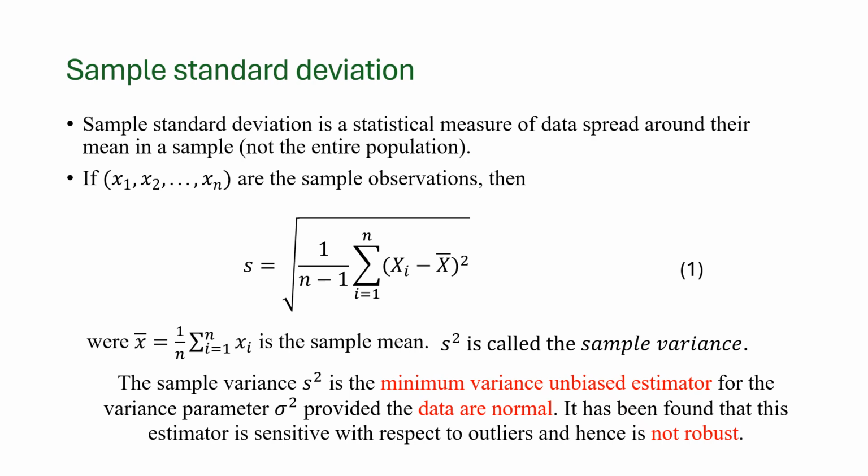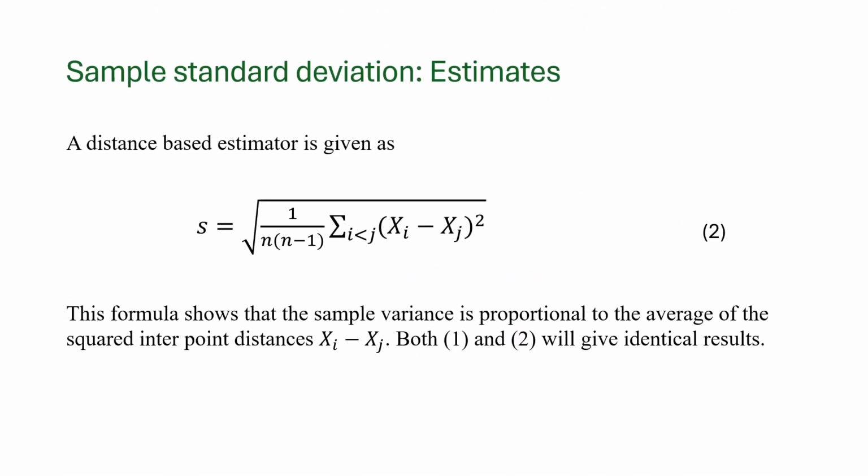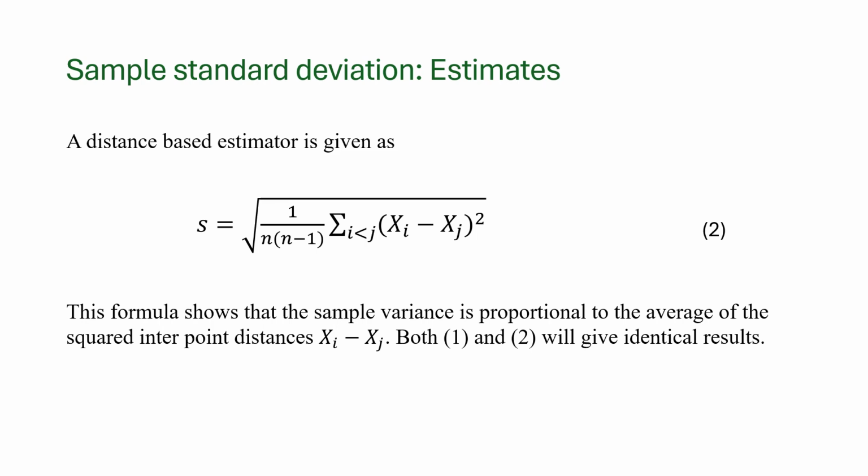And the sample variance, S square, is interestingly a minimum variance unbiased estimator for the variance parameter sigma square, provided the data are normal. It has been found that this estimator is sensitive with respect to outliers and hence it is not robust. So one drawback of this particular estimator is that it is not robust, although it is efficient and practically and widely used.